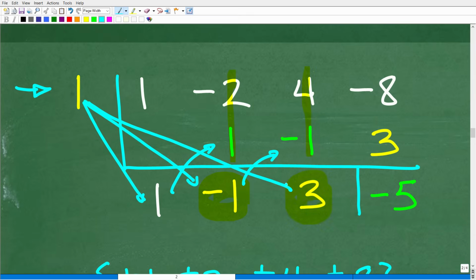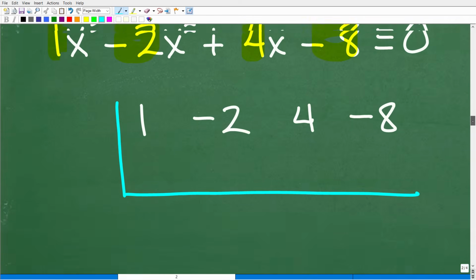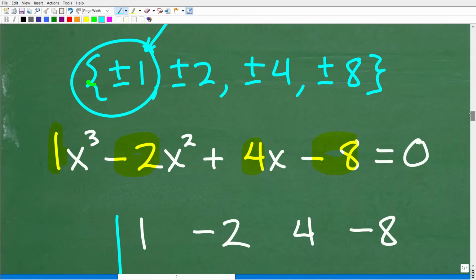Now we're going to repeat the process. 1 times 3 is 3, and then we're going to add down. -8 plus 3 is -5. This is what we call the remainder. Now, notice we have -5 here. Well, that tells us that 1 is not a solution. What we're looking for is our remainder to be 0. If our remainder is 0, then this number is a root. It is a solution. So we're going to use synthetic division to test these values. What you would do is just start going through your list here. So we'll test 1 and -1.